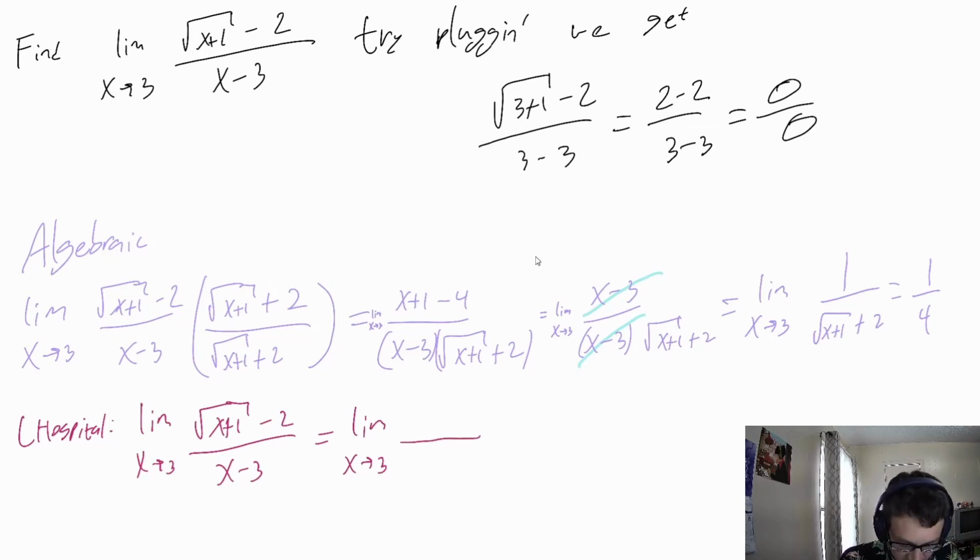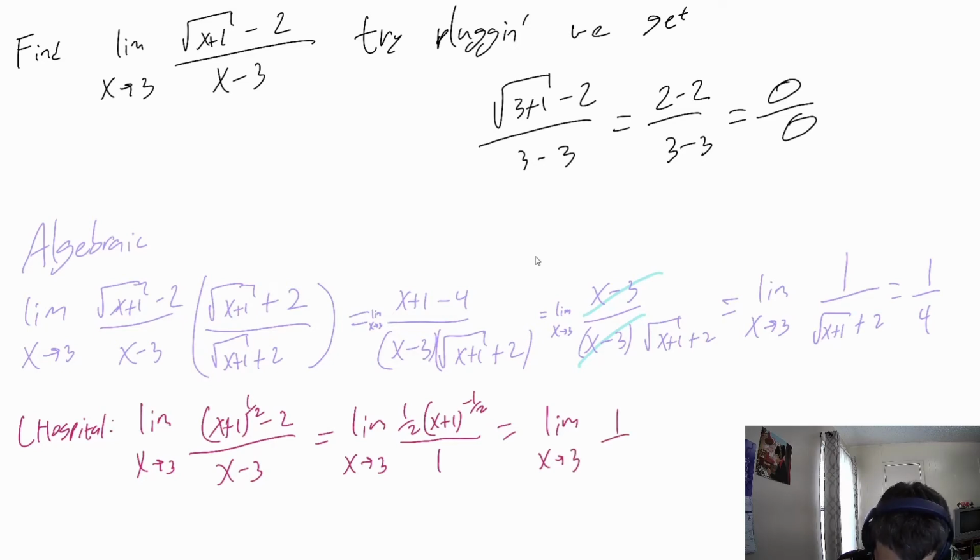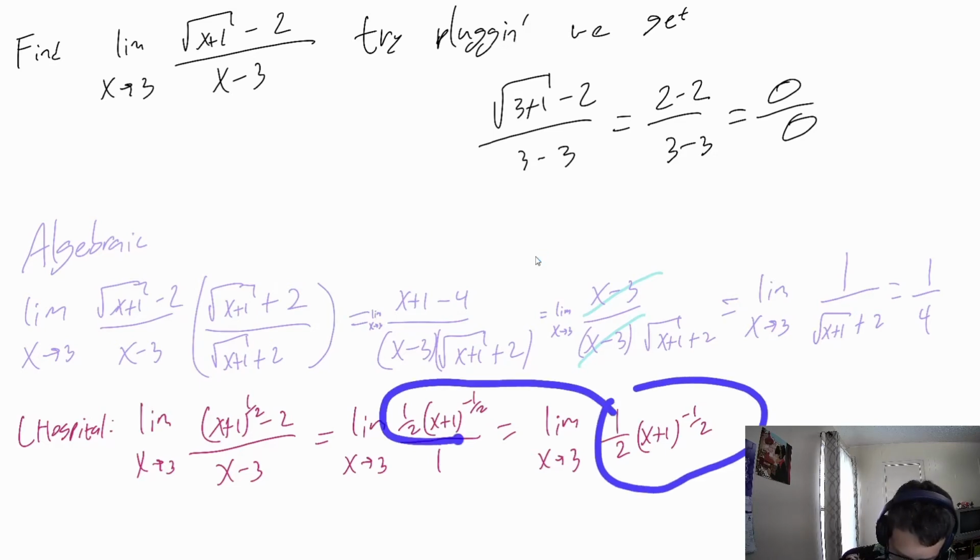To find the derivative of the top here, it's helpful to write this as x plus 1 to the 1/2 power, and we have to use our chain rule. We get 1/2 times x plus 1 to the minus 1/2 times 1, and then the 2 goes away, and then the bottom we just get 1. So this is the same as the limit as x approaches 3 of 1 over 2 times x plus 1 to the minus 1/2. And I get this just because since we're dividing by 1, we can essentially ignore it. So I'm just rewriting the top here.